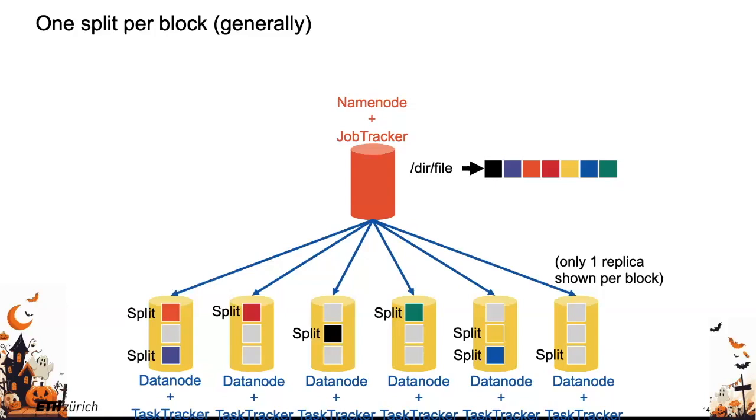By the way, you notice that I used the word split. I told you block, split, chunk, partition, shard, and so on. There are all these words that people tend to use interchangeably. For HDFS, we say block. For MapReduce, we say split, right? So we call it a split.